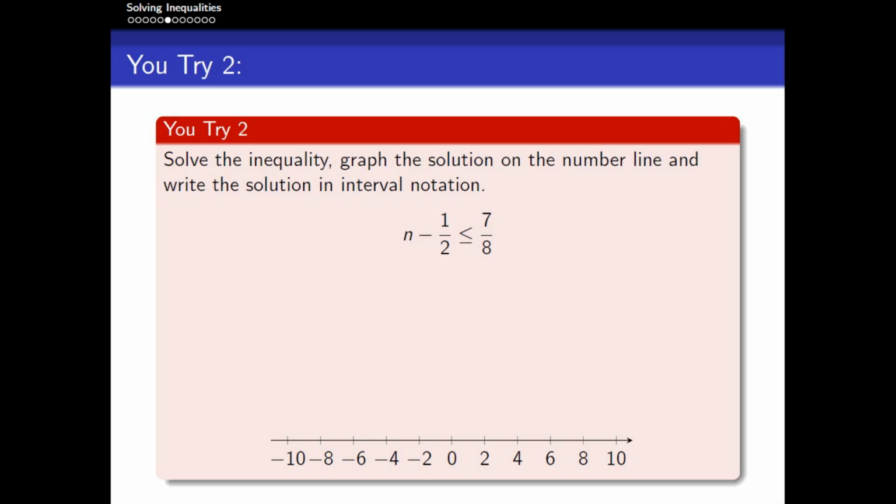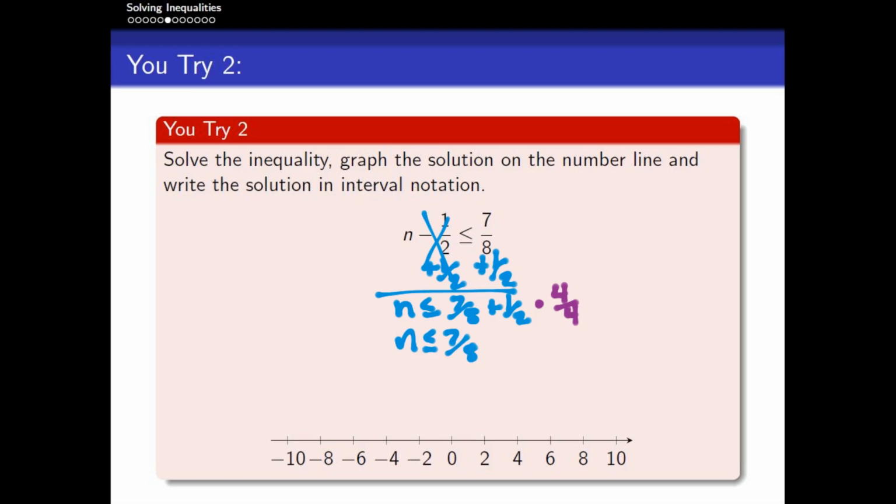So I have n minus 1/2 is less than or equal to 7/8. I'm going to add 1/2 to each side. These will cancel, and I'll get n is less than or equal to 7/8 plus 1/2. Just like in the last problem, I need to get a common denominator, so I'm going to multiply 1/2 by 4/4. And I'll get n is less than or equal to 7/8 plus 4/8. Then I'm going to add them together, and I'll get 11/8.